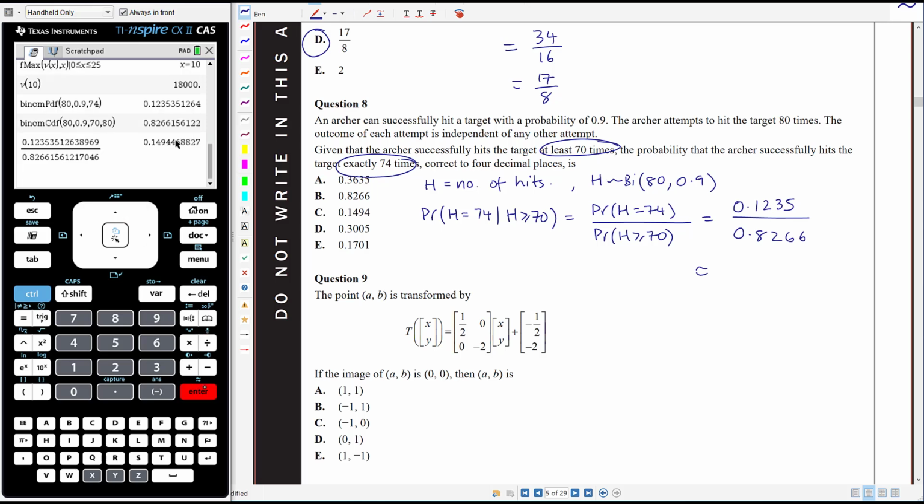No reason not to work exactly with your CAS, and so we have 0.1494 correct to 4 decimal places, so C.